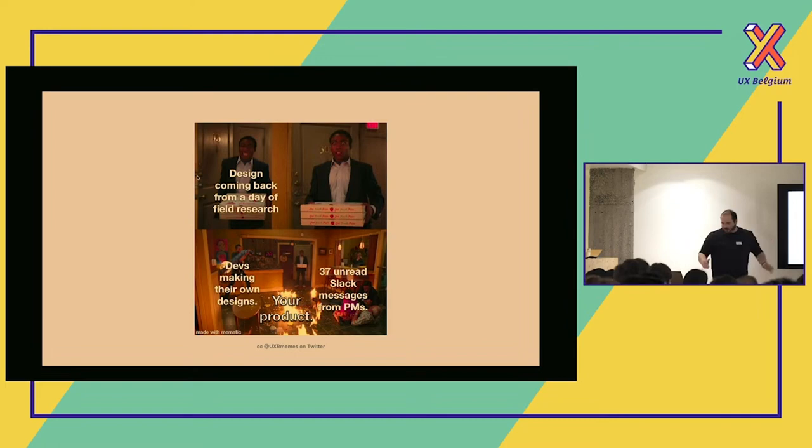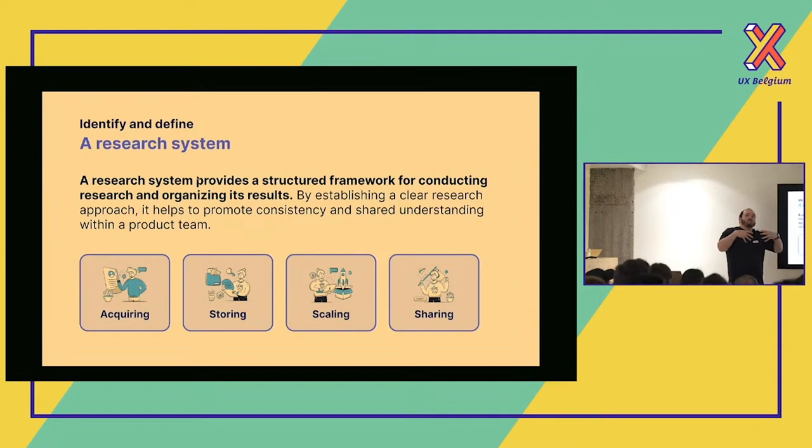So first, how to start, I would say. As we have a design system, we've got an approach that is the research system. The idea is to work on four pillars that are the acquisition, the storage, the scale, and the share. This framework will allow us to build concrete research and position it as an actionable element for innovation.